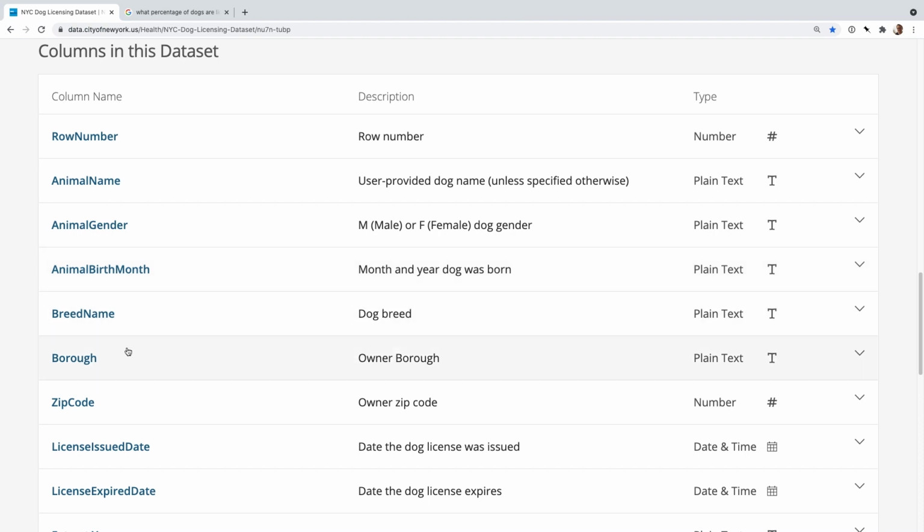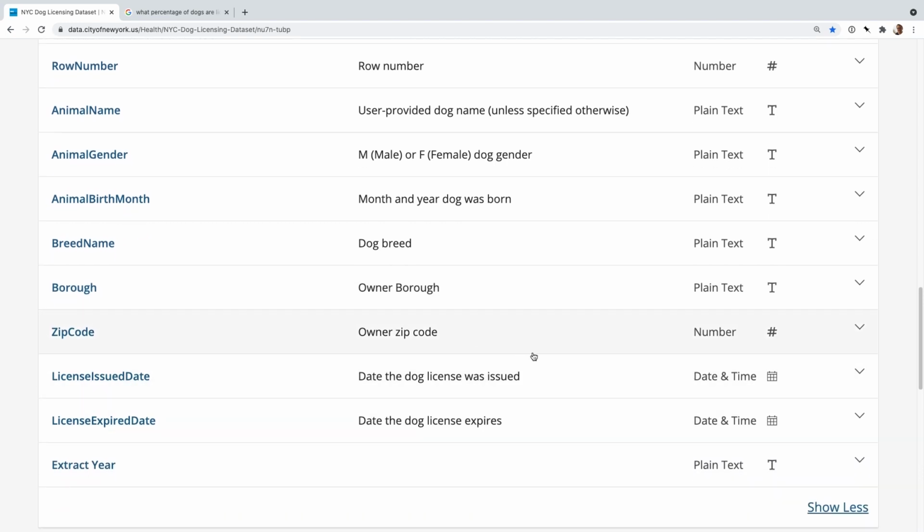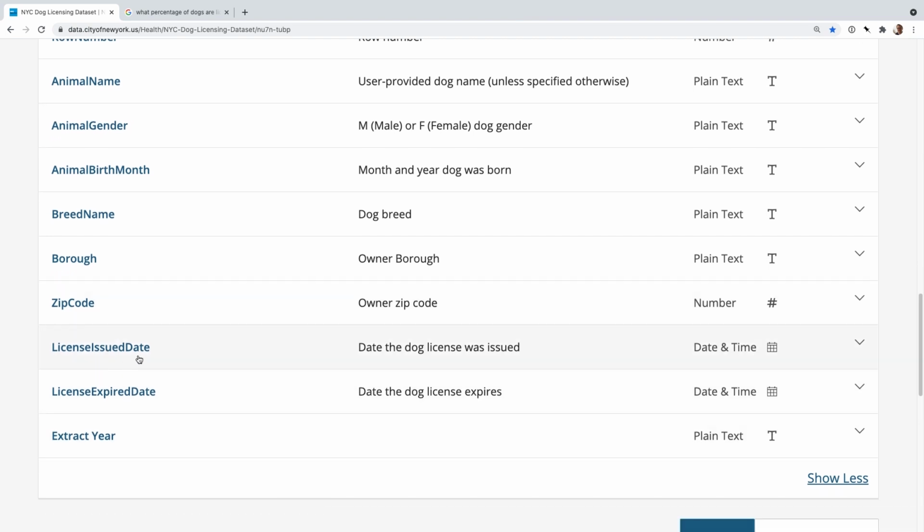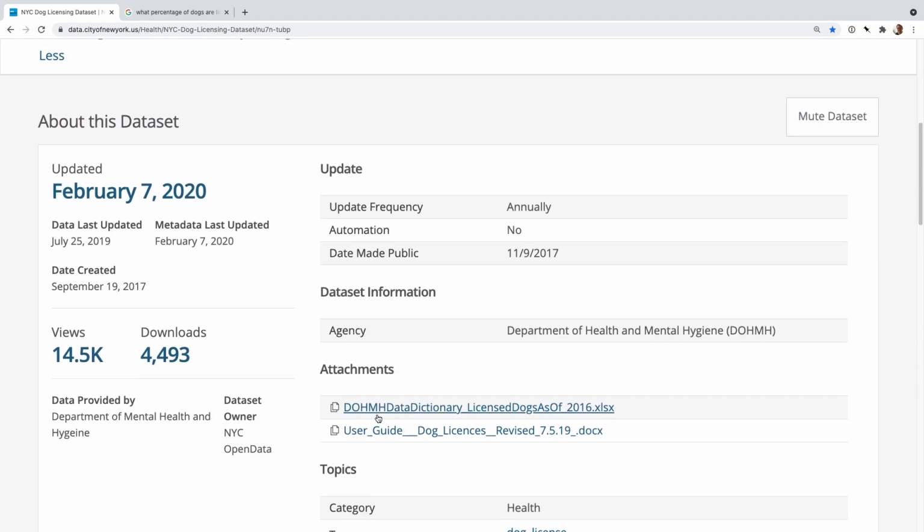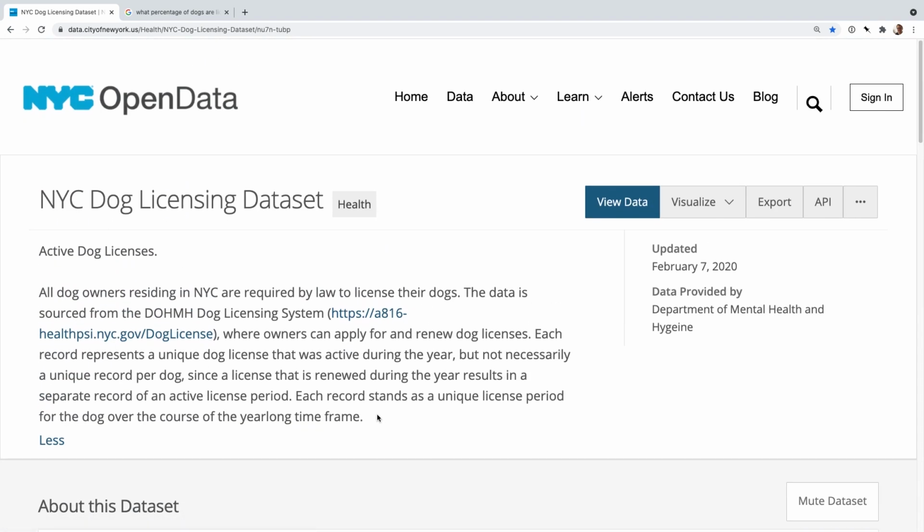The breed name. The borough, so New York is divided into five boroughs, so it's whichever borough in New York City the owner lives in. The zip code, that's the zip code of the owner. And then we have the issue date and the expiration date, and then this extract year. This is the year that I filtered on, so all of our rows are going to say 2018 because I've already filtered this data to be just that year. Okay, so we have a good understanding of the data set, and we also understand some of the caveats.